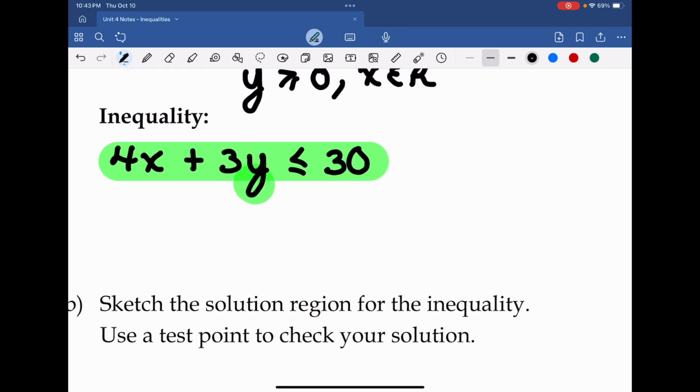Okay, so we're going to look at this and we're going to isolate it. First and foremost, I'm going to subtract 4x across, and when I subtract 4x across, the new inequality becomes 3y less than or equal to negative 4x plus 30.